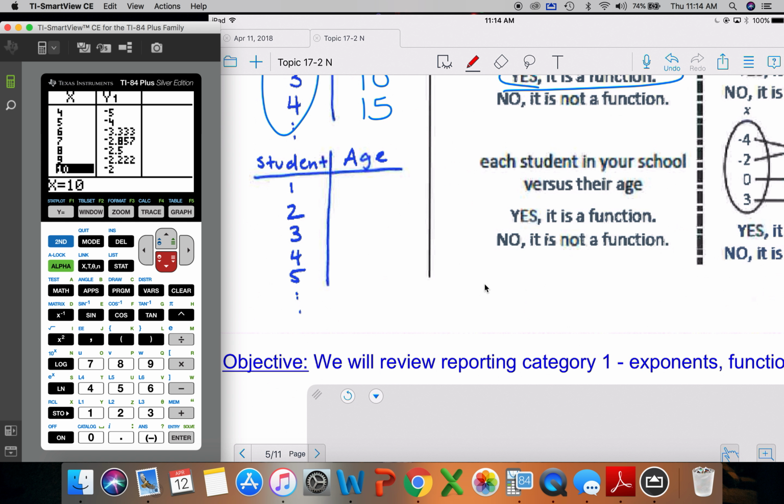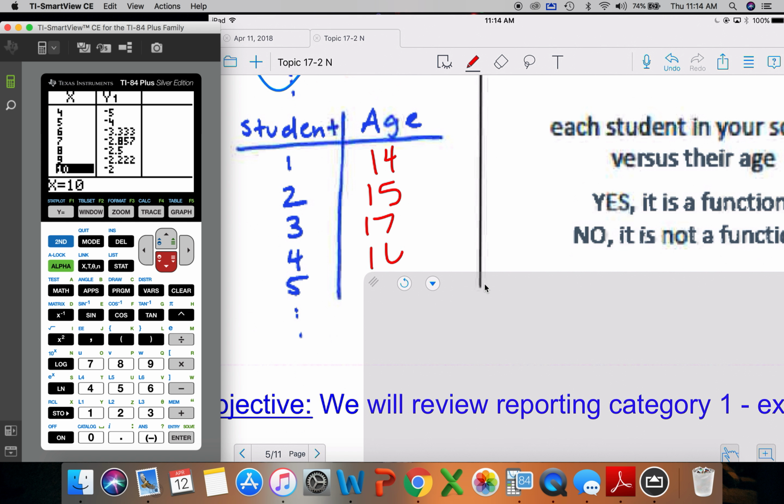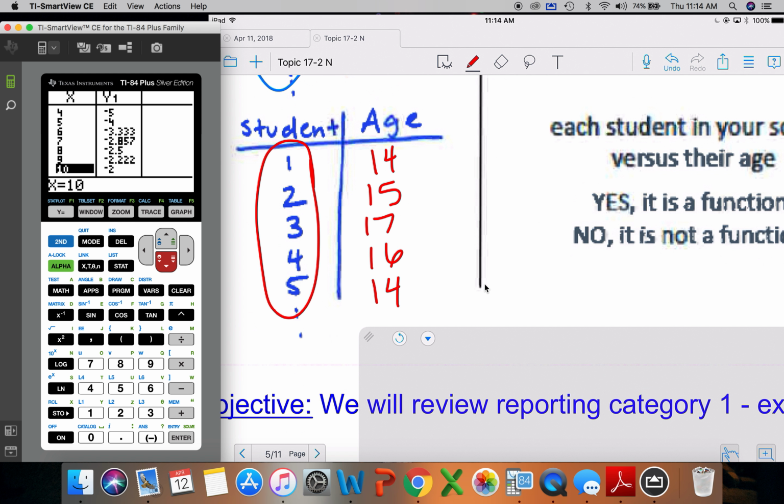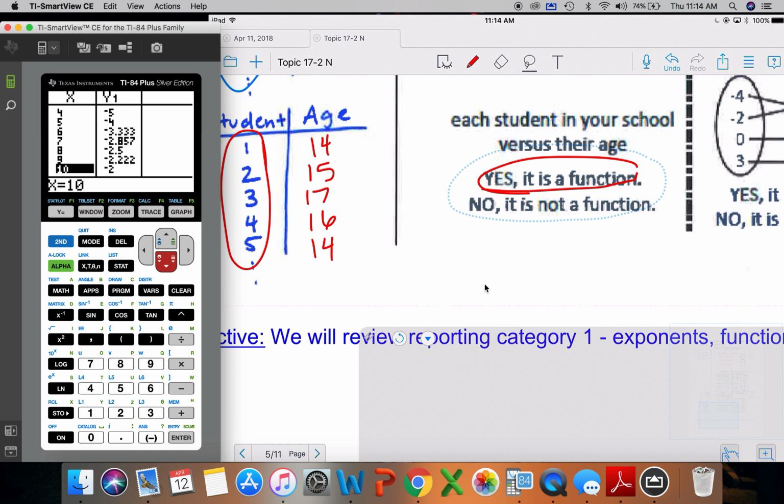When we talk about students, each student in your school versus their age, I can ask 5 different students their ages, and maybe they tell me they're 14, 15, 17, 16, and 14. And again, I'm just making these numbers up. But if I ask 5 different students and I don't repeat any students, none of my x values are repeating, so it would be a function. And again, these numbers are just made up, but it's to help you see that none of your x values are repeating, and that's what's important if things are to be a function.